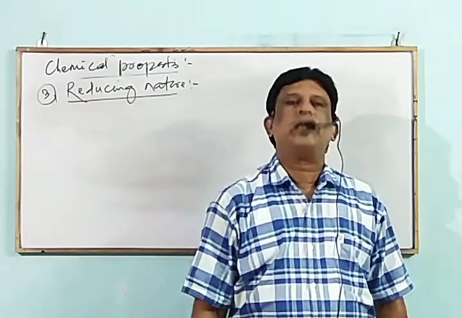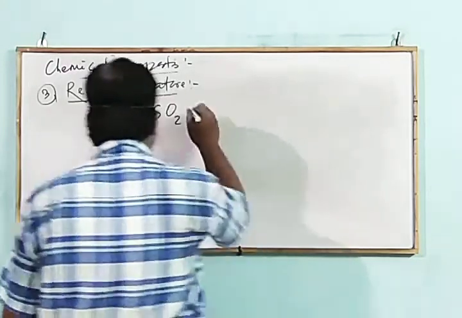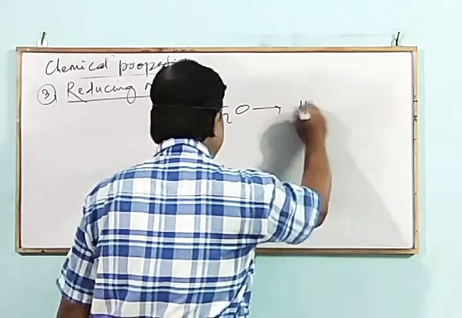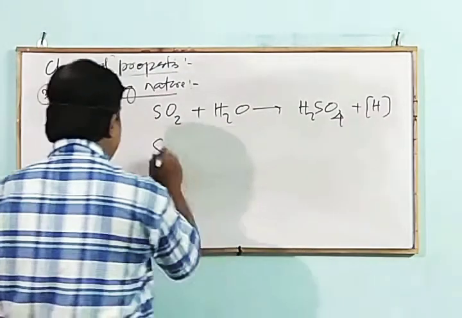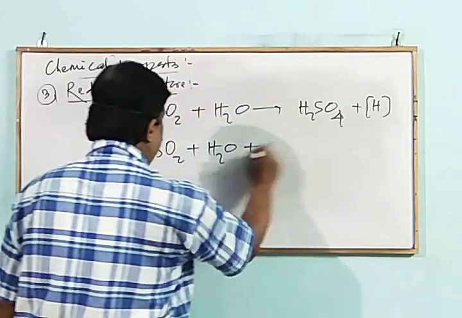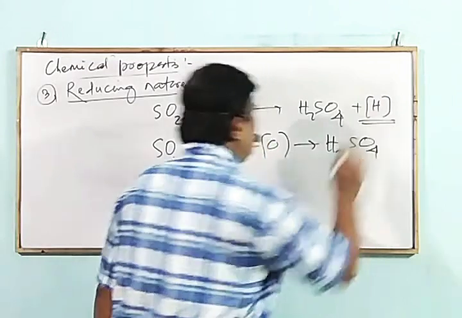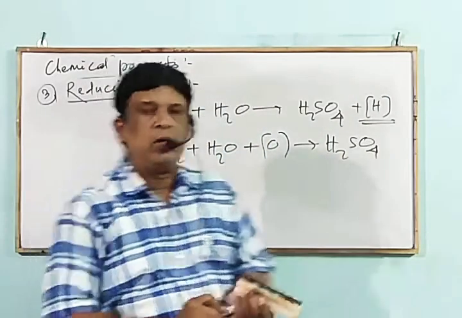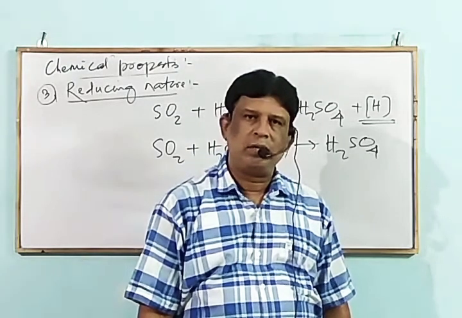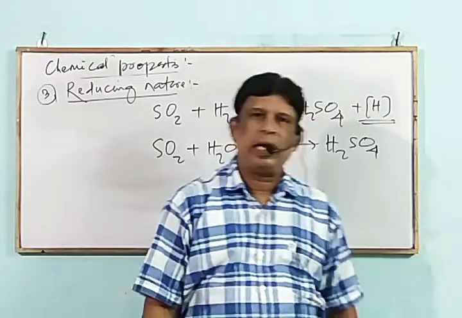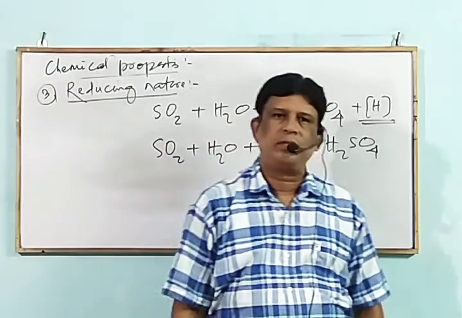It also accepts nascent oxygen. Mark the equation. SO2 plus H2O give rise to H2SO4 plus nascent hydrogen. In other words, also SO2 plus H2O plus nascent oxygen give rise to H2SO4. Since it liberates nascent hydrogen, sulfur dioxide in presence of moisture behaves as a reducing agent. For example, let us consider 2 to 3 examples. That means it reduces halogen to halogen acid.